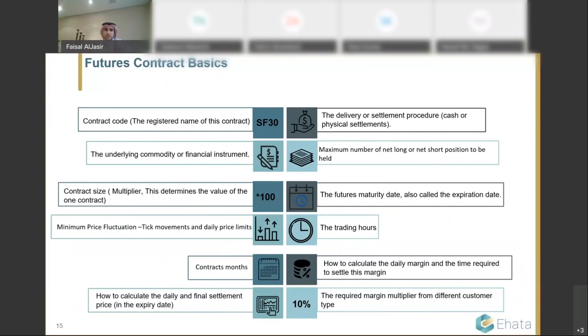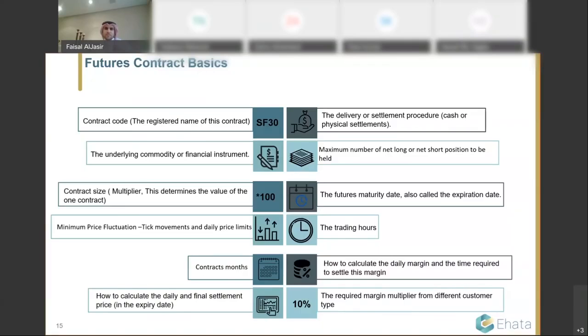So these are some of the features of the future. We're talking about the contract code, which is SF30. Is it delivery or settlement, cash or physical? We're also talking about the maximum number of net long or net short positions, and we will talk about that. There is a factor here that is important: how much you can go long and how much you can go short, and that's also confined by the CCP.